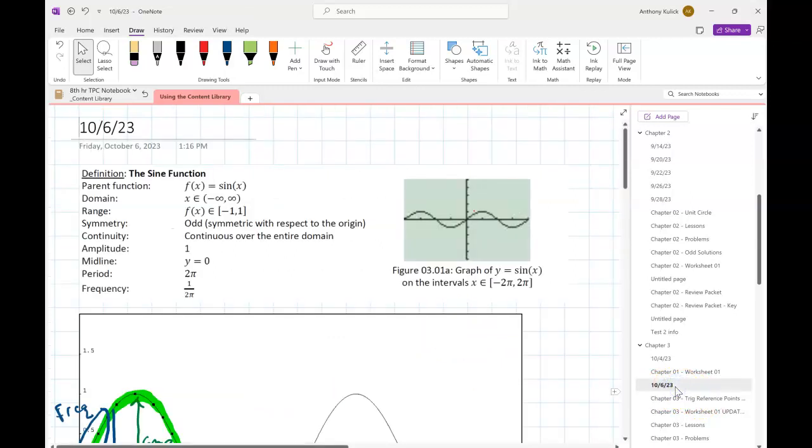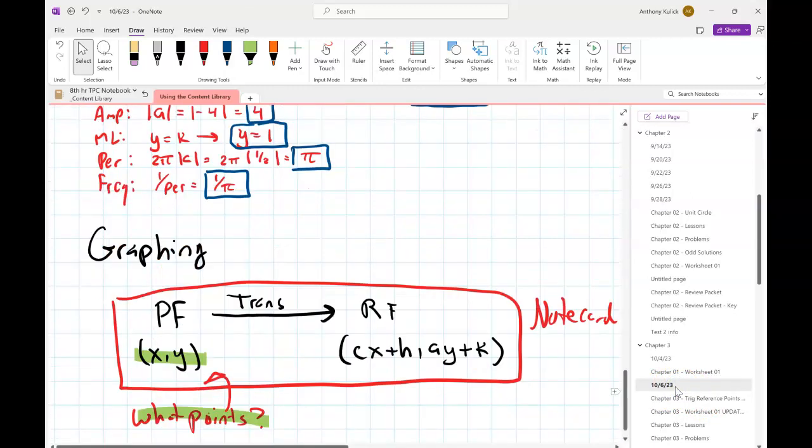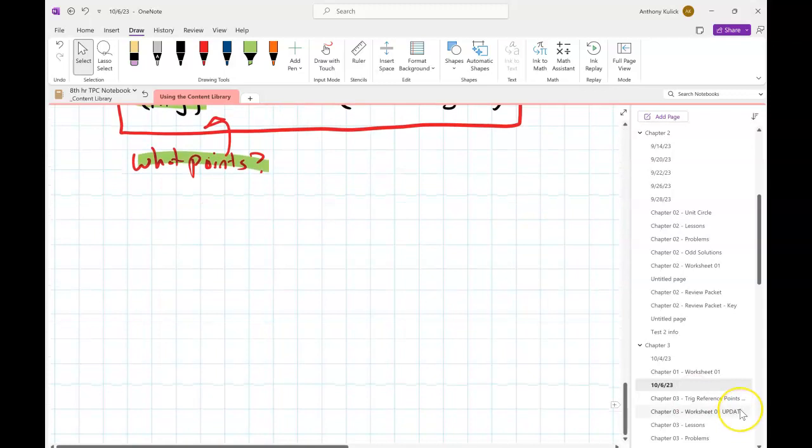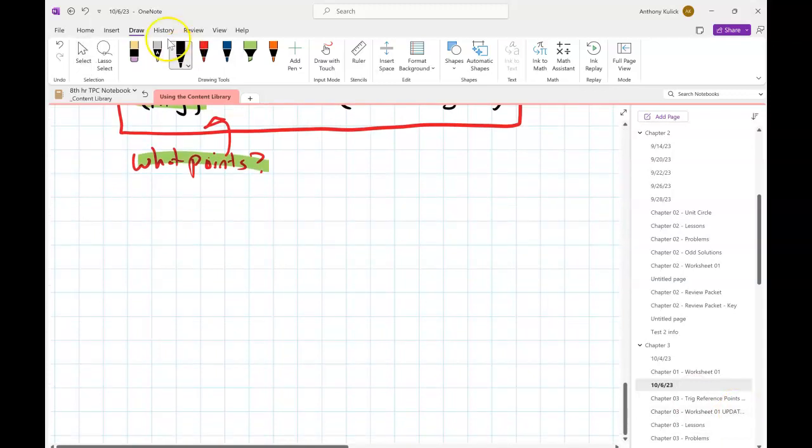All right, so let's do an example, because at this point it's the same as what we did last time. Let's just see it in action and make sure we got it.